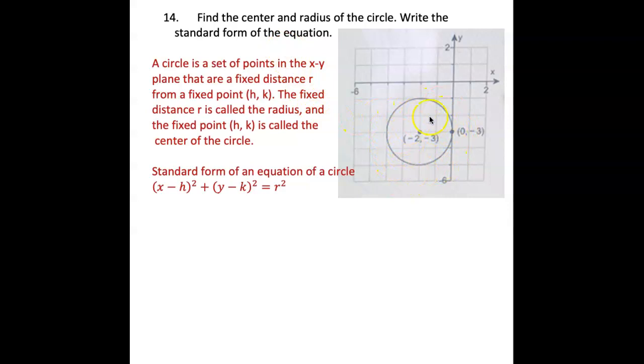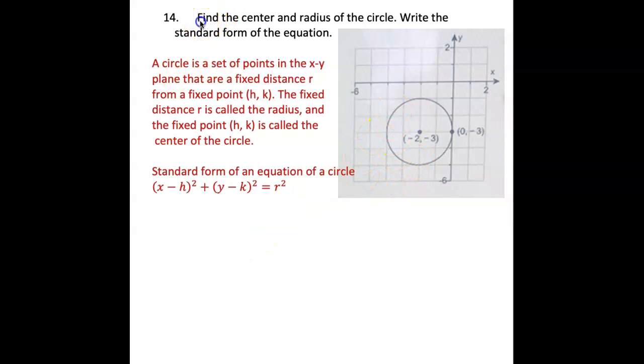Well, let's read a little bit about a circle. A circle is a set of points in the XY plane that are a fixed distance r from a fixed point (h, k). The fixed distance r is called the radius. I think we know that already. And the fixed point (h, k) is called the center of the circle. We'll learn more about that a little bit later on. The standard equation of a circle is this. You must know this to help you answer any questions.